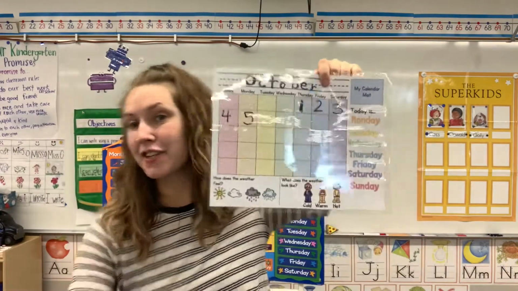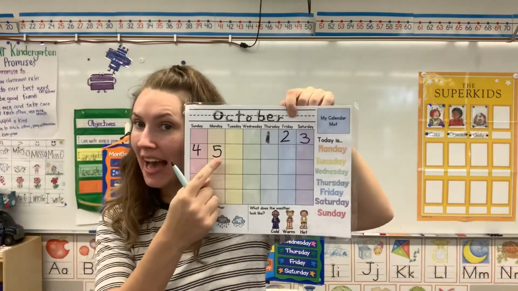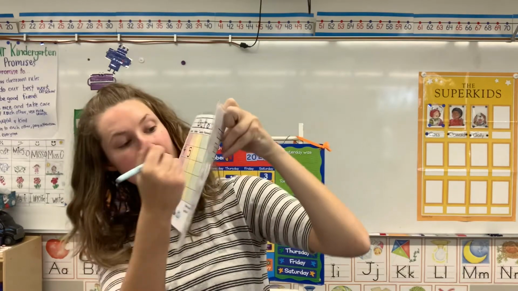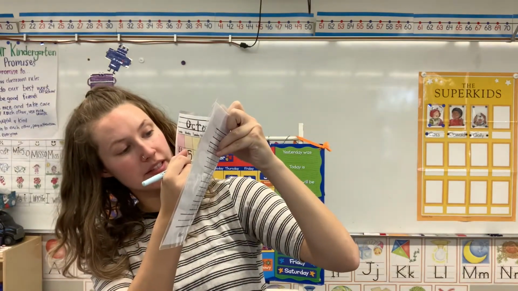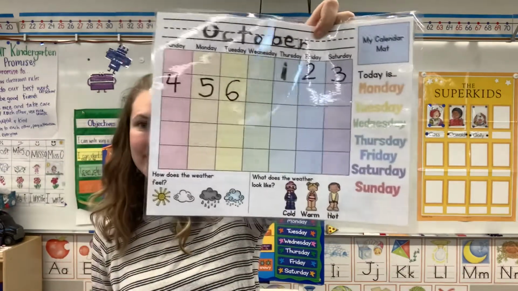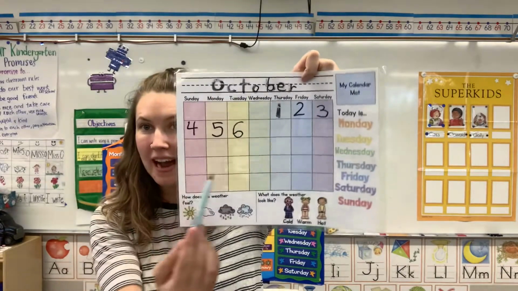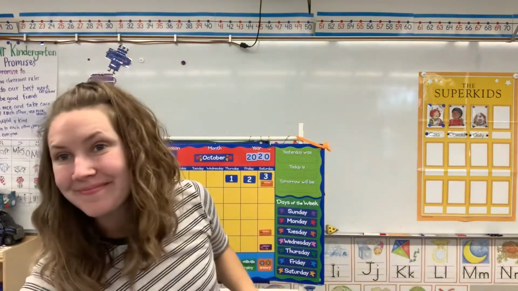Here's our calendar mat. Yesterday we added a 5. It was the 5th. Today we will add number 6. It is the 6th day of our month. So this is what your calendar mat should look like now.